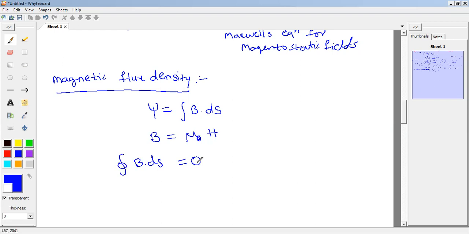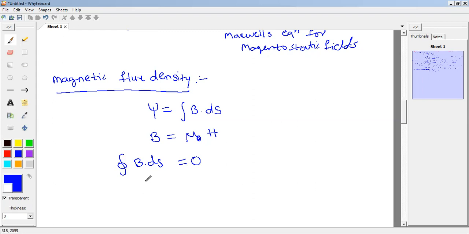If we cut one magnet, then each piece also has a north and south pole. We cannot separate the north and south poles of a magnet. That's why for any closed surface, the total magnetic flux is equal to 0.